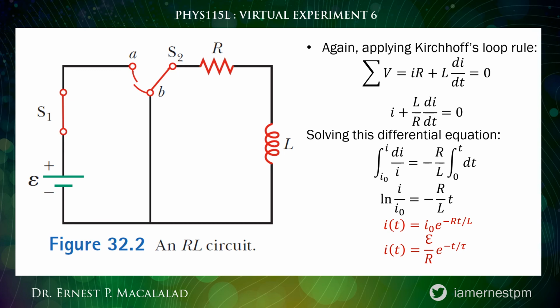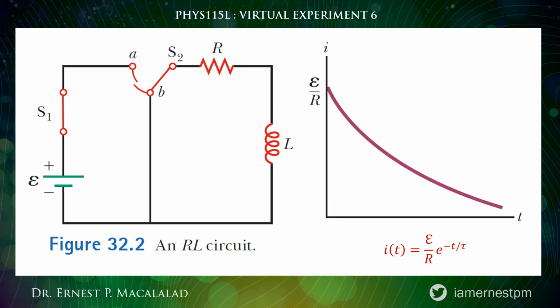This gives us an equation wherein L over R is our time constant, and this is the graph of this equation. As you will notice, when switch 2 is placed in this position, the current I in the circuit does not decrease rapidly. Instead, it decreases exponentially like this, so the current decreases gradually with time. And this is what we're going to observe in our experiment today.